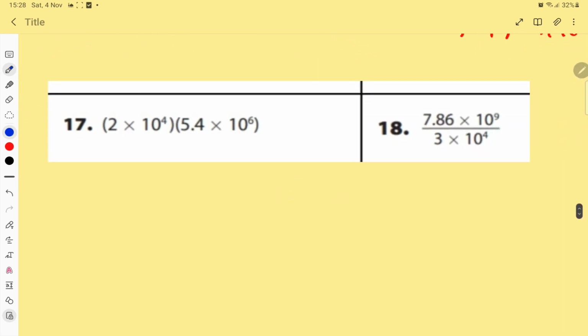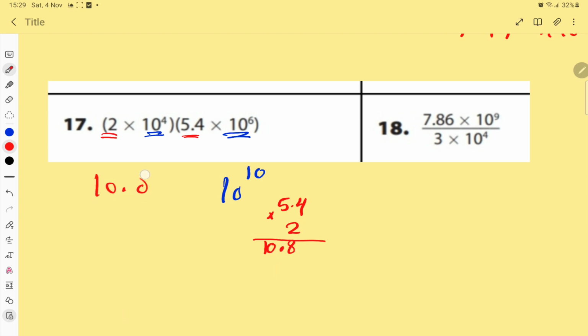Multiplication and division. 2 times 10 power 4 multiplied by 5.4 times 10 power 6. The tens will be multiplied together. 10 power 4 times 10 power 6. Multiplication, add powers. 4 plus 6, 10. So it's 10 power 10. 2 times 5.4. What is 2 times 5.4? Multiply. 2 times 4, 8. 2 times 5, 10. So it is 10.8 times 10 power 10.